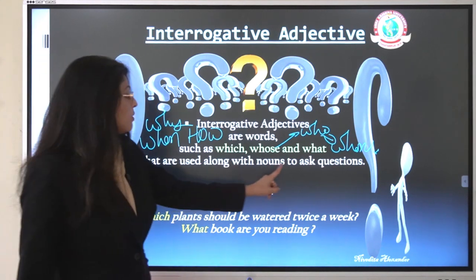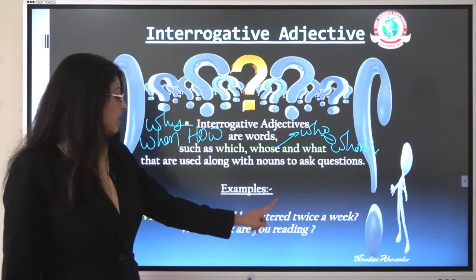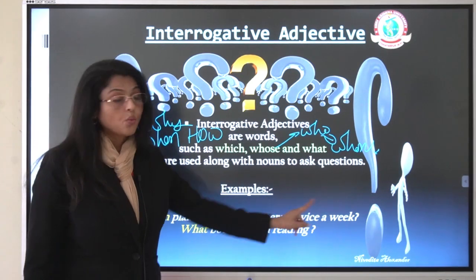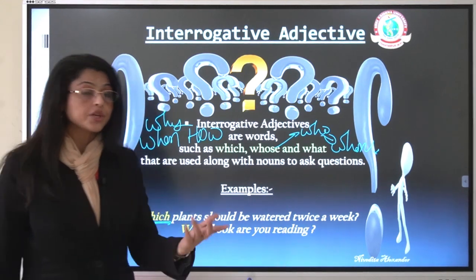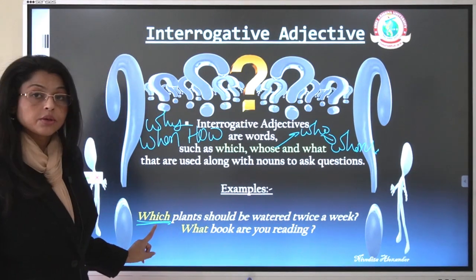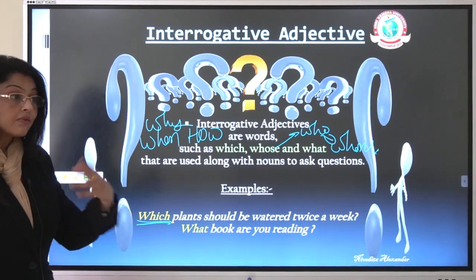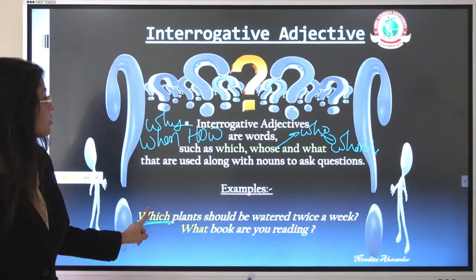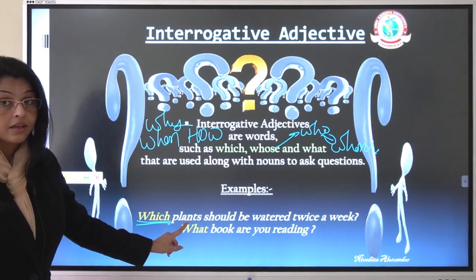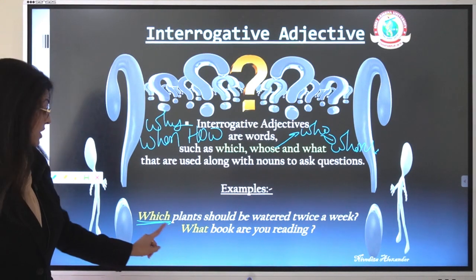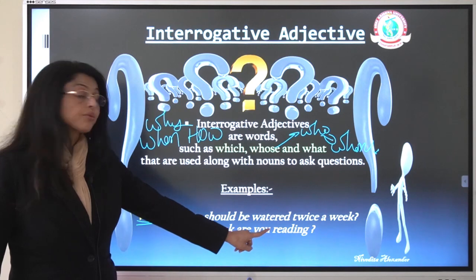They come along with the noun and ask the questions. Which plant should be watered twice a week? So see here, which is which plant? We are asking about which. It is interrogative. So it is a question, and at the same time we are asking which particular plant, so it is showing the quality of the plant or the characteristic. It's giving more information about the plants. Which plant? What book are you reading?